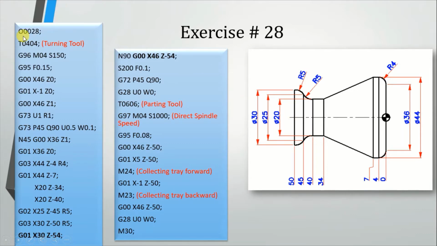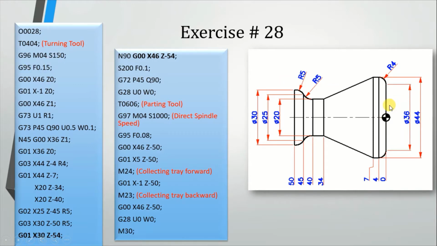Let's start. First of all, we have the program number starting with the O and any 4 digits, which in this case we gave O0028, end of block. The second block, T0404, is our turning tool number 4, and this is the offset value of the tool where we save our offset of this tool. G96 M04 S150, this is the constant cutting speed on, and this is the cutting speed. Machine will calculate RPM automatically.